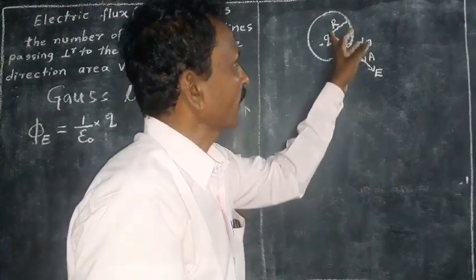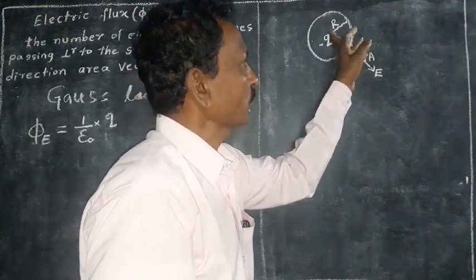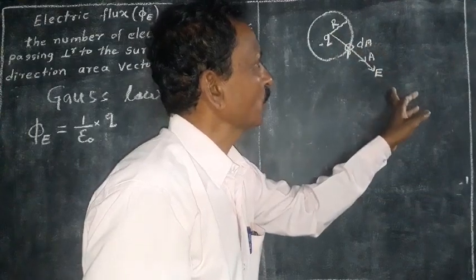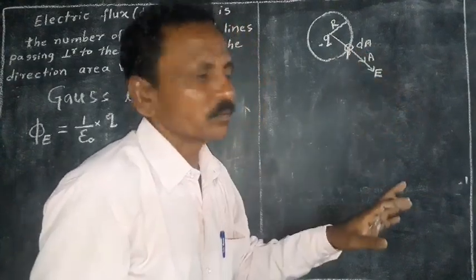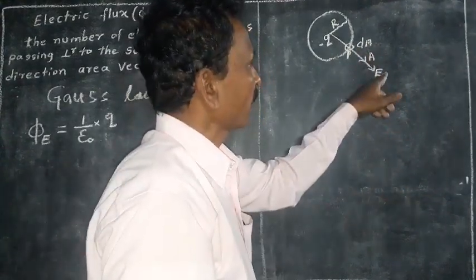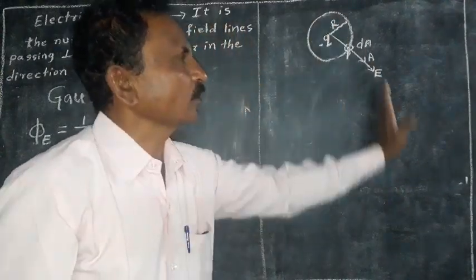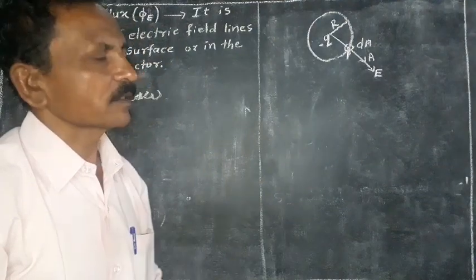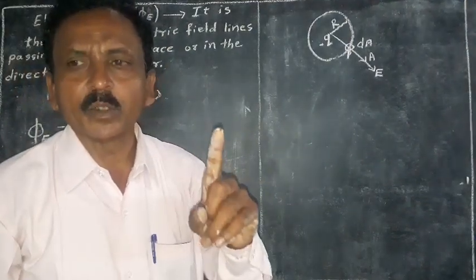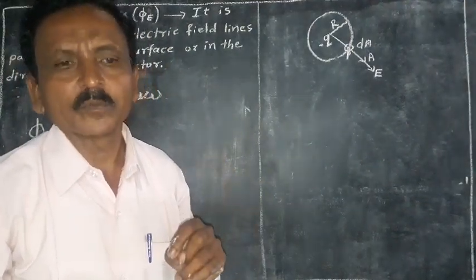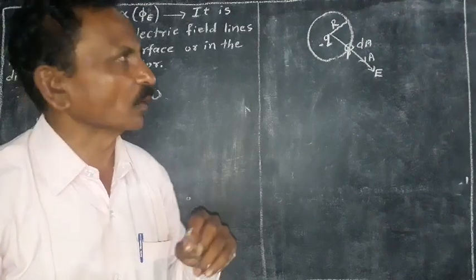And the electric field line also starts from Q and passes through the point P. Therefore, the E vector and A vector both are passing through the point P, hence the angle between them is equal to 0. The angle between them is 0.